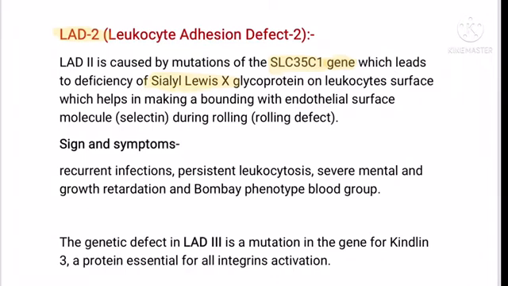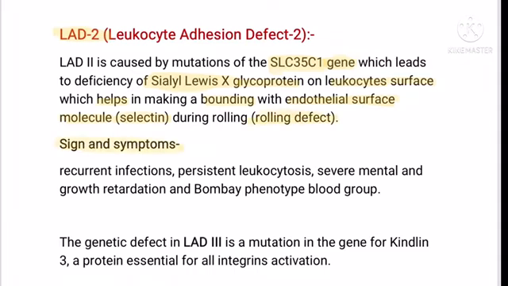What was the location of CLI Lewis? CLI Lewis glycoprotein receptors are present on the leukocyte, which are responsible for making a bond with selectin molecules that helps in rolling. So it's a rolling defect. Deficiency of CLI Lewis X glycoprotein on the leukocyte surface, which helps in making a bond with the endothelial surface molecule called selectin during the rolling, means it's a rolling defect.